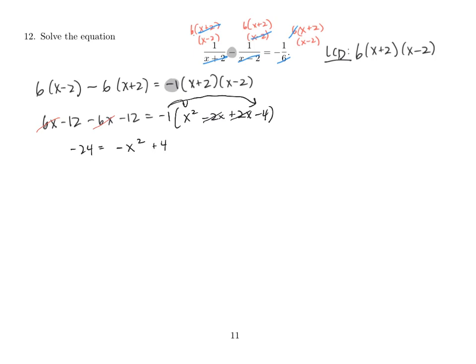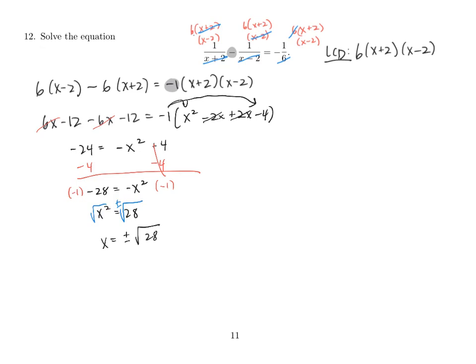Okay? So now I'm going to subtract 4 from both sides. So that'll give me negative 28 is equal to negative x squared. I can multiply both sides by negative 1. So that'll be x squared is equal to 28. And now I want to take the square root of both sides. Remember to put plus or minus. So we will have x equals plus or minus the square root of 28.